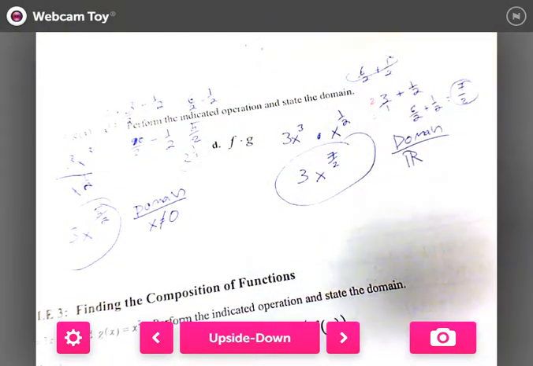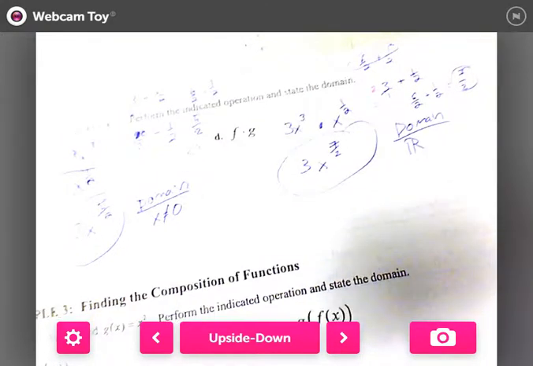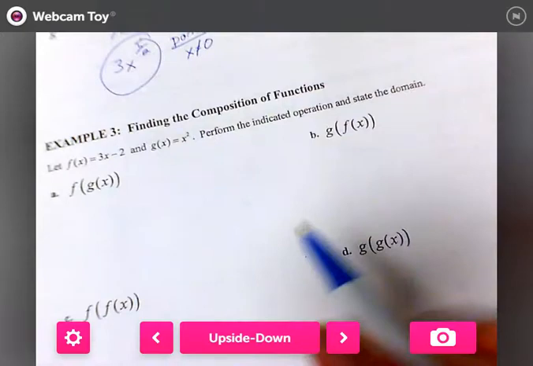Okay, we've just got one more thing. So we've talked about adding and subtracting, and now we've talked about multiplying and dividing, listing the domain for all of them. Now we're going to talk about if we're going to put them together.